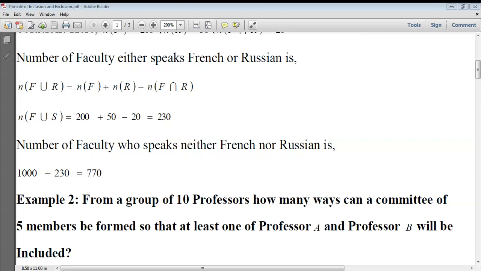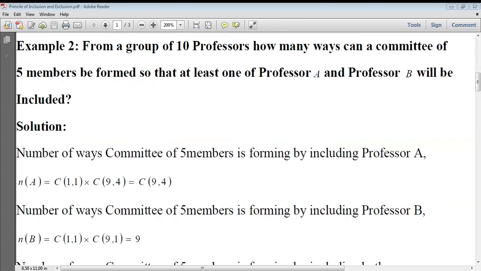So there are 1000 faculty. Out of them, the number of faculty who speak at least one language is 230. So 1000 minus 230 equals 770. It gives the number of faculty who do not speak a single language, that is either Russian or French. Now let us take another example.